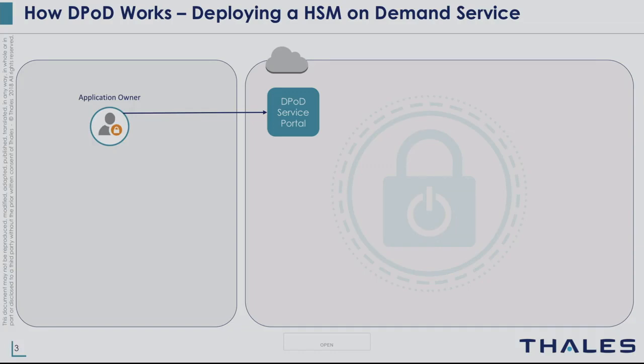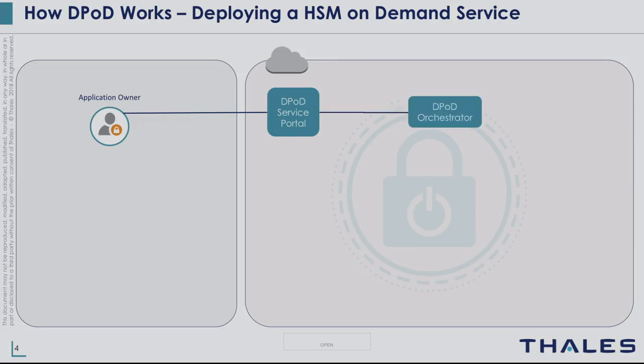First, an application owner. This is the person that is trying to secure an application or service, authenticates to the Data Protection on Demand service portal. Once authenticated, the person then locates the service they wish to deploy, in this case HSM on Demand, and picks the relevant use case that they want to deploy.